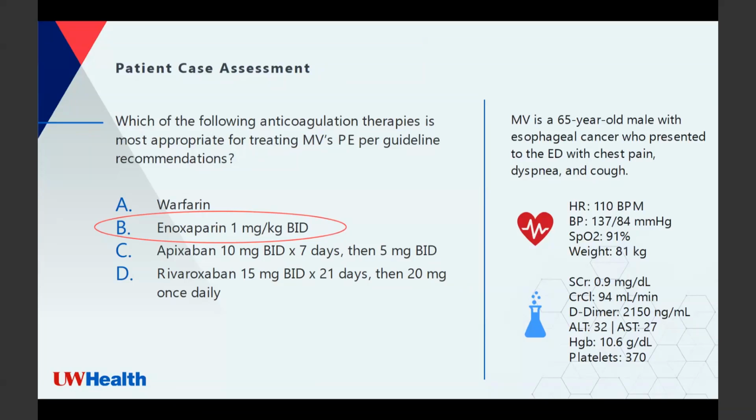Remember, although guidelines support use of DOACs, they should be used with caution in patients with GI or GU malignancies. However, if this patient wasn't able to give sub-Q injections or wasn't able to afford low molecular weight heparin, apixaban would be an appropriate alternative with close monitoring for bleeding.